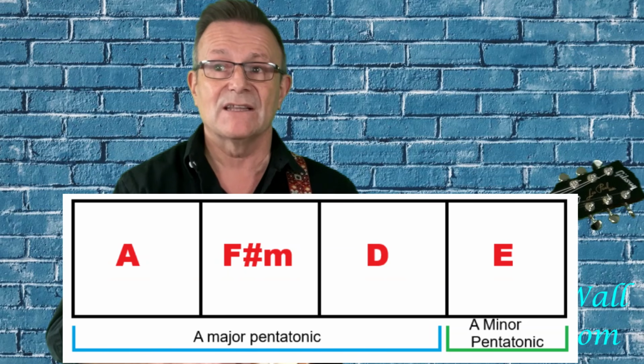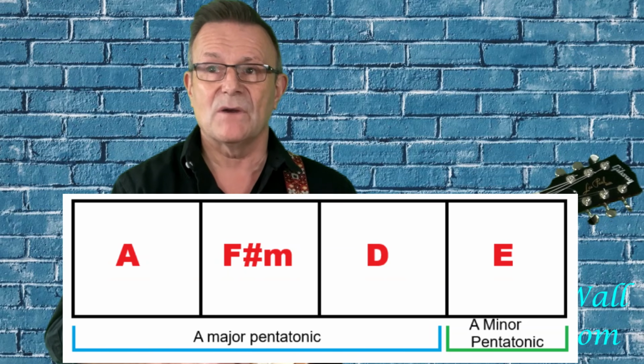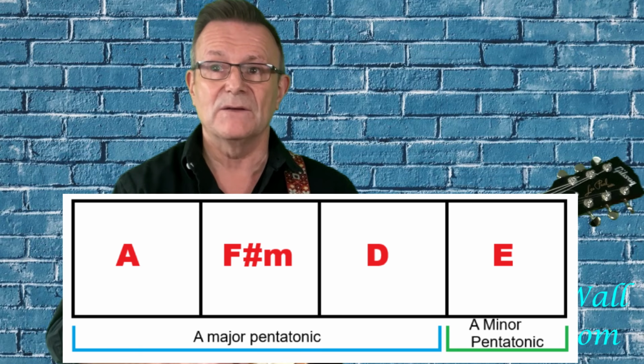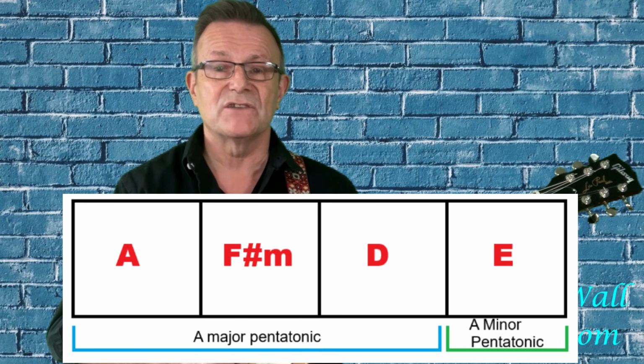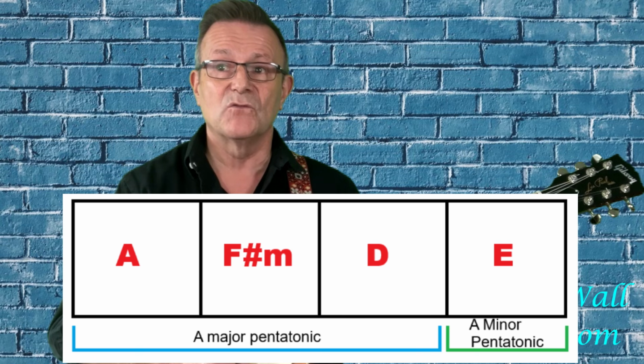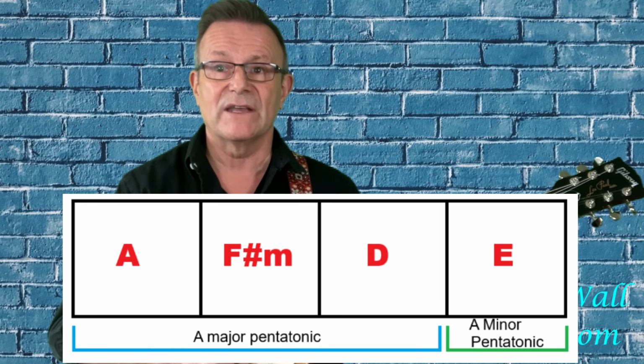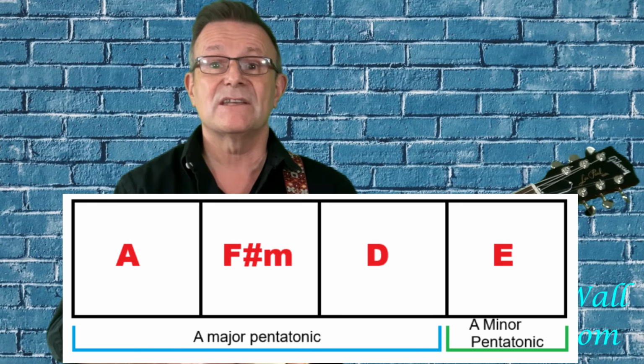So for example, I could use the A major pentatonic scale over the A, F sharp minor and D chords to create a very melodic and upbeat feel, and then use the minor pentatonic to create a bit of bluesy tension over the E chord before resolving back to the major pentatonic over the A chord. And here's an example of that.